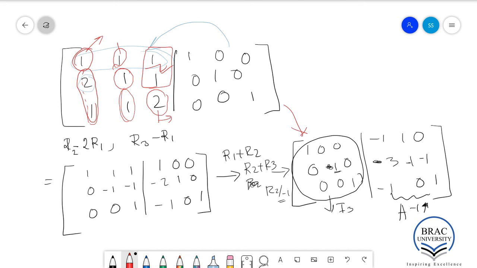And this is how one can easily determine the inverse of a matrix, and you can always check by multiplying A by A inverse to see whether that gives you the identity or not.